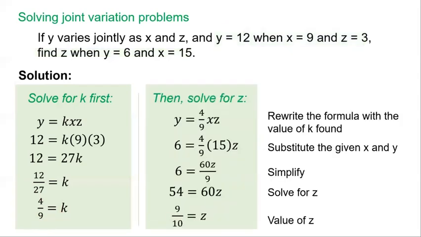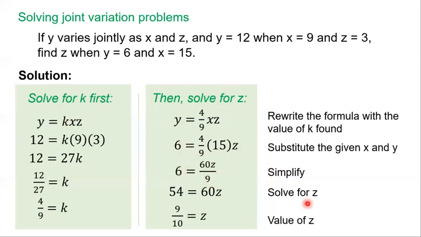Now that we already know the value of k, isolve na natin yung value ng z. So we have to rewrite the formula with the value of k found. Ayan, again, pwede yan in decimal form. Pero in this example, pinakita lang para alam niyo yung gagawin kung fraction form. Substitute the given x and y. So we have x na 15 and y na 6. And then simplify. We have 4 times 15 times z, that is 60 over z, all over 9. Copy lang yung 9. And then copy lang yung 6.